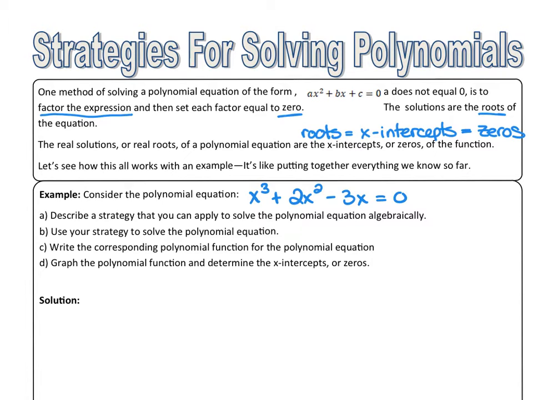All right, so part A says, describe a strategy that you can apply to solve the polynomial equation algebraically. And I said it in the beginning, the strategy is to factor the expression. So we're going to factor. It's the one thing you want to look at when you're solving for x: do I need to factor? And in this case, we're going to factor.